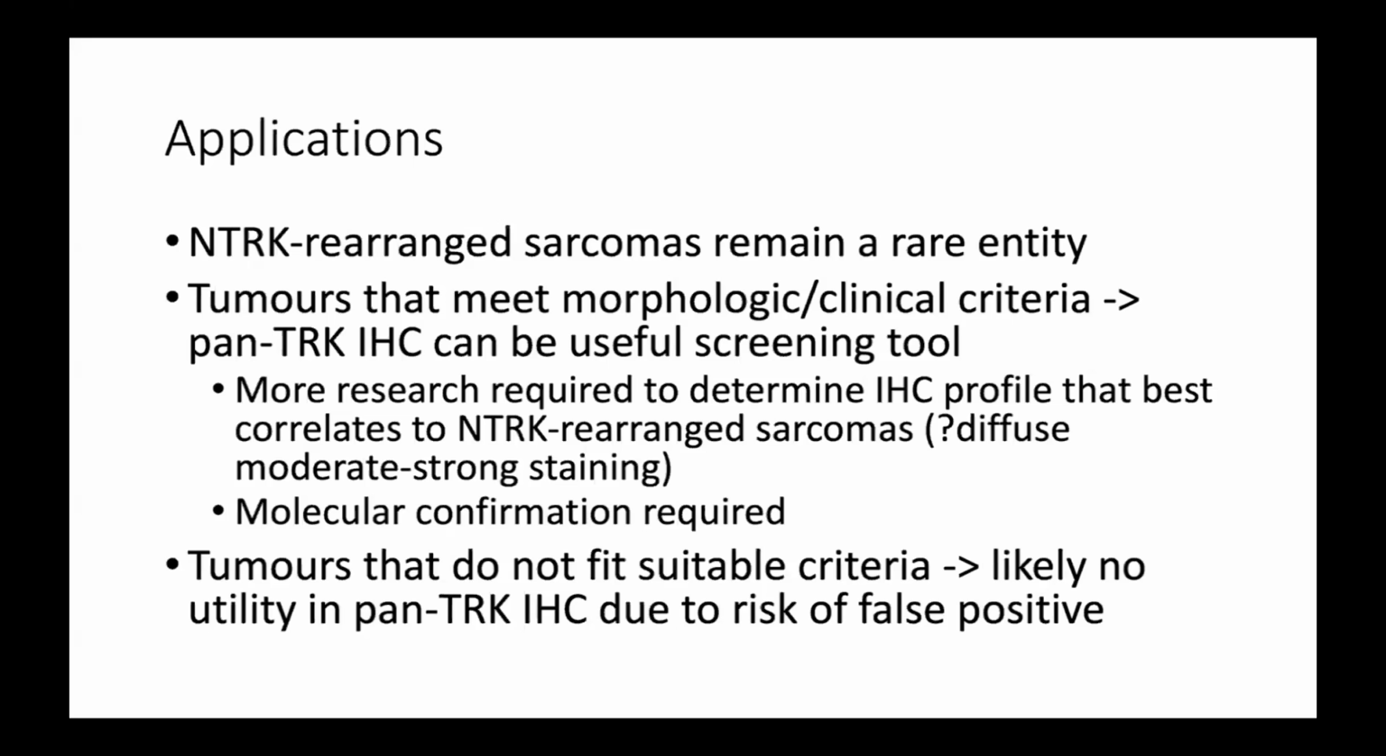I think in a case where the morphology fits, the clinical context fits, and there's no other IHC to explain the tumor or point you in another direction, but the IHC is negative, even then you probably do molecular to confirm if you've got no other explanation for the tumor. But for tumors that I think don't fit the criteria, or where other IHC, like the smooth muscle markers or CD10 or something, is positive, then there's probably no utility in pan-TRK IHC due to the risk of false positivity.